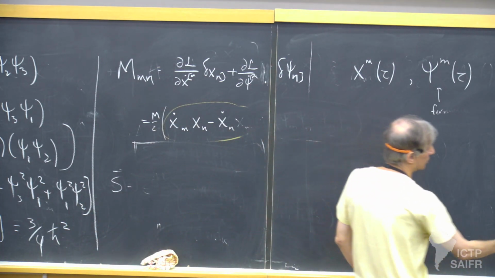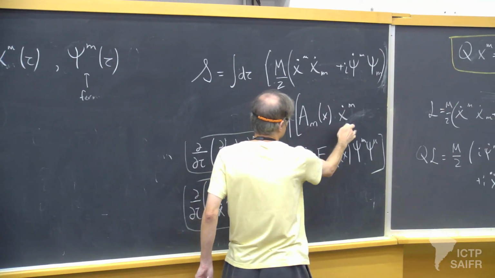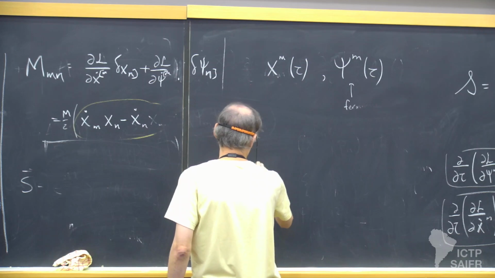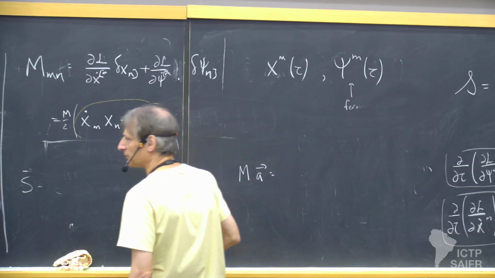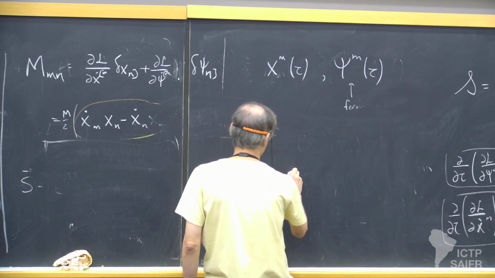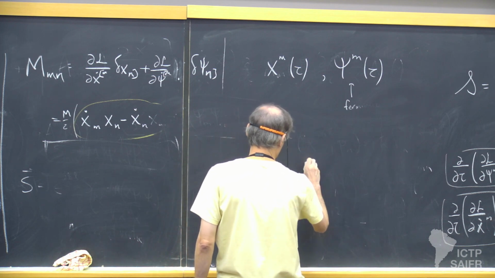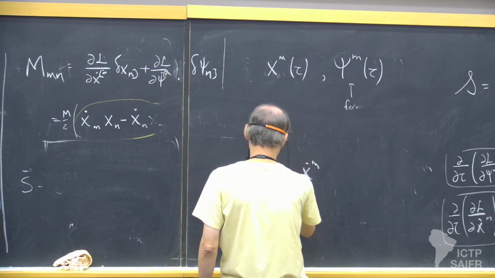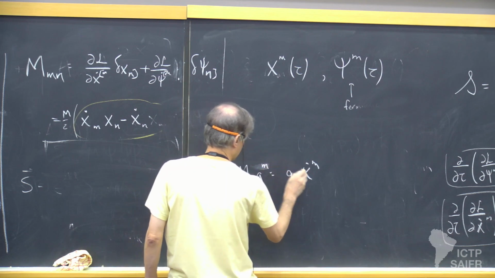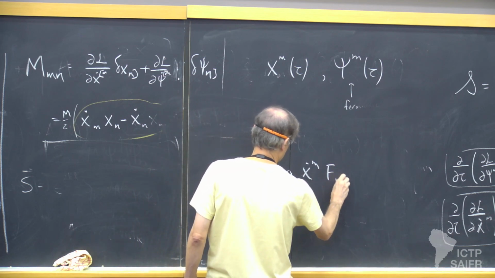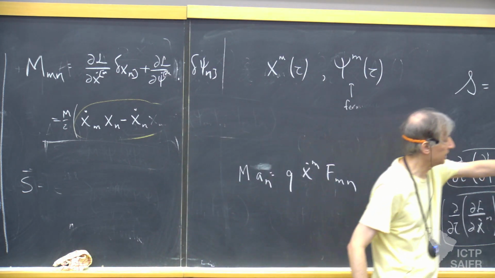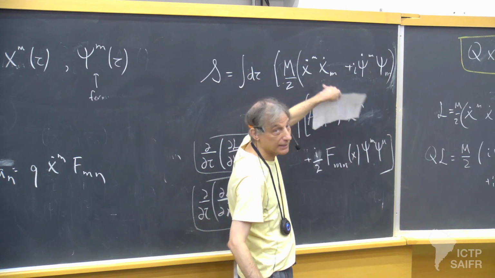Of course, the contribution from here we already considered. So that we already computed. We had m a equal to, probably I erased it already, something like Q times F times ẋ. Let me write it. So up to signs, it was something like this, right? That came from this term here. Okay, so we already did that part.